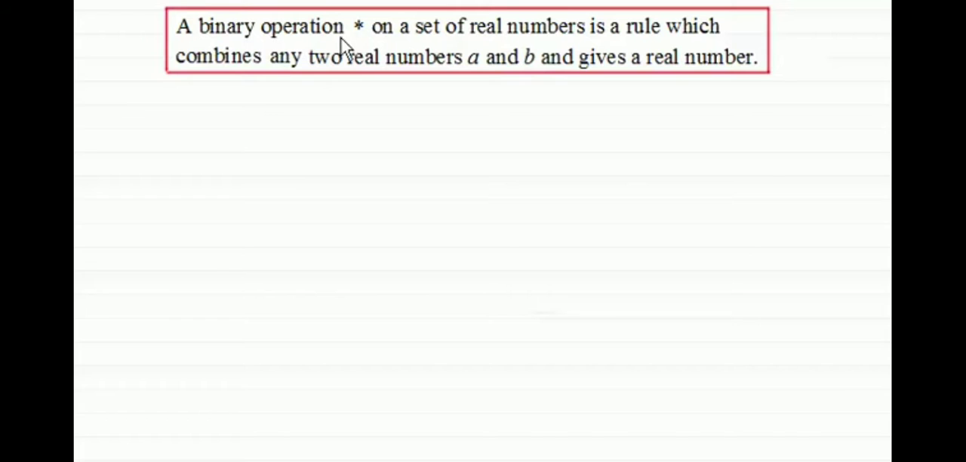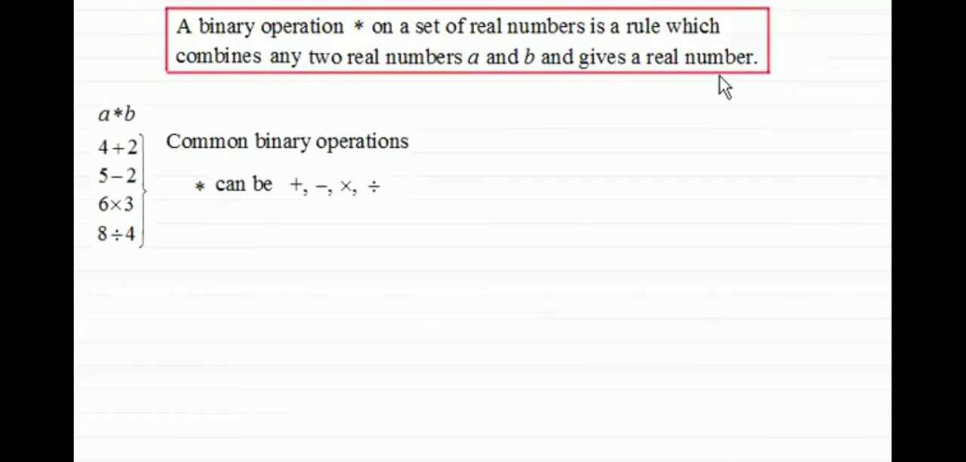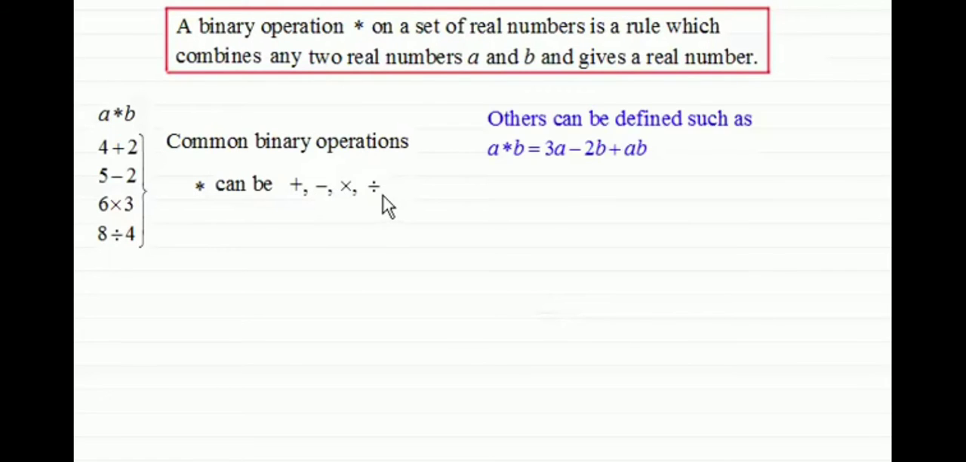Star is a binary operation and it is defined on the set of real numbers. Any two real numbers a and b give a real number. So star can be either one of these operations: addition. So 4 plus 2 is 6, which is again a real number. So addition is a binary operation, and subtraction, multiplication and division. So these are the common binary operations. So star can be addition, subtraction, multiplication or division.